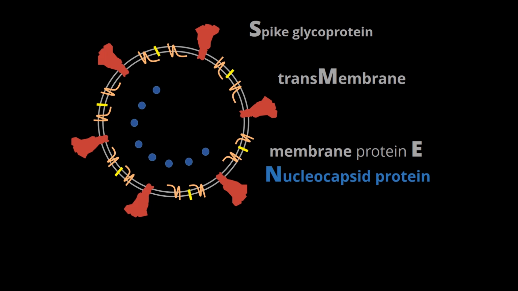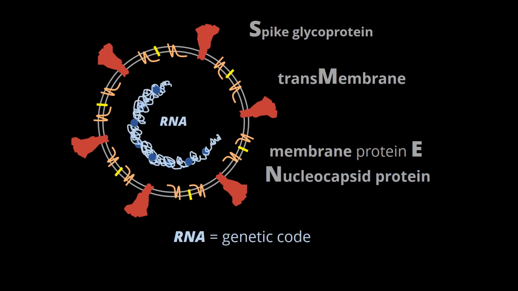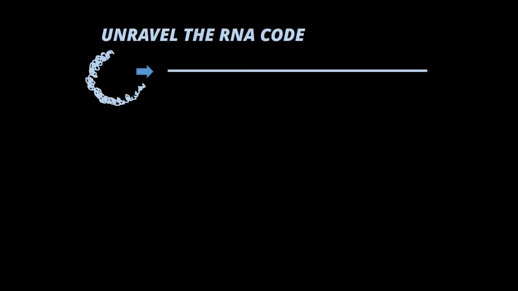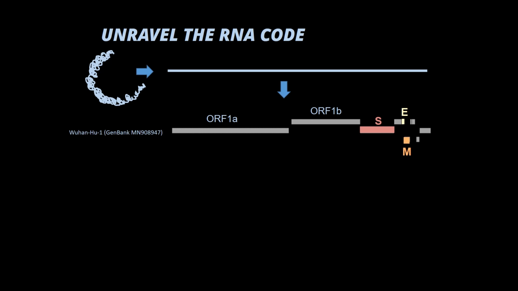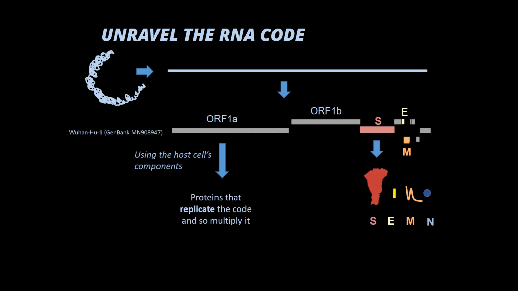the genetic code, the RNA, in this case single-stranded RNA, which is the viral genetic code that it will multiply within human cells. So, unravel the RNA code. If we were to stretch it out into a long line, then we can understand that it's made up of different bits. So this is from Wuhan. It's got an open reading frame 1A, 1B, and then code for the S protein, the E protein, and the M protein. And it uses the host cell's components to produce proteins that will replicate the code and produce the S, E, M, and N proteins.